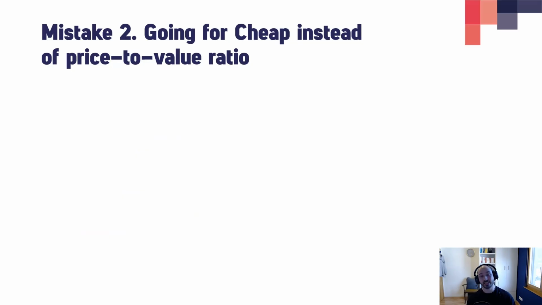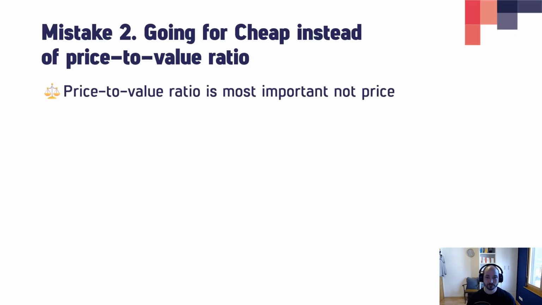So the second mistake is you go for cheap instead of a high price to value ratio, which is one of the most common mistakes. So you just take a cheap one. So what you should be doing is you have a material that costs less for what it can do. Just going for price gives you poor quality because poor quality materials are cheaper.